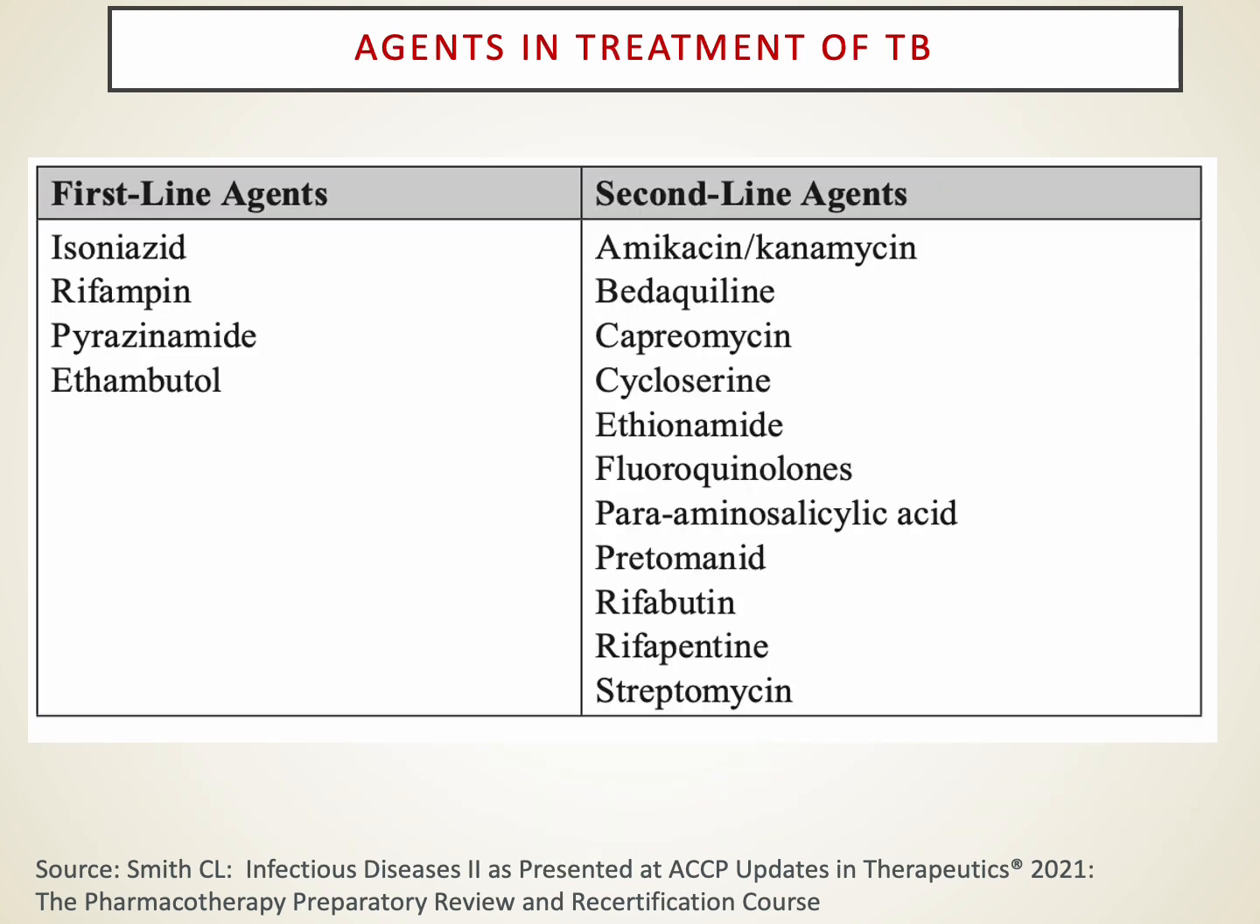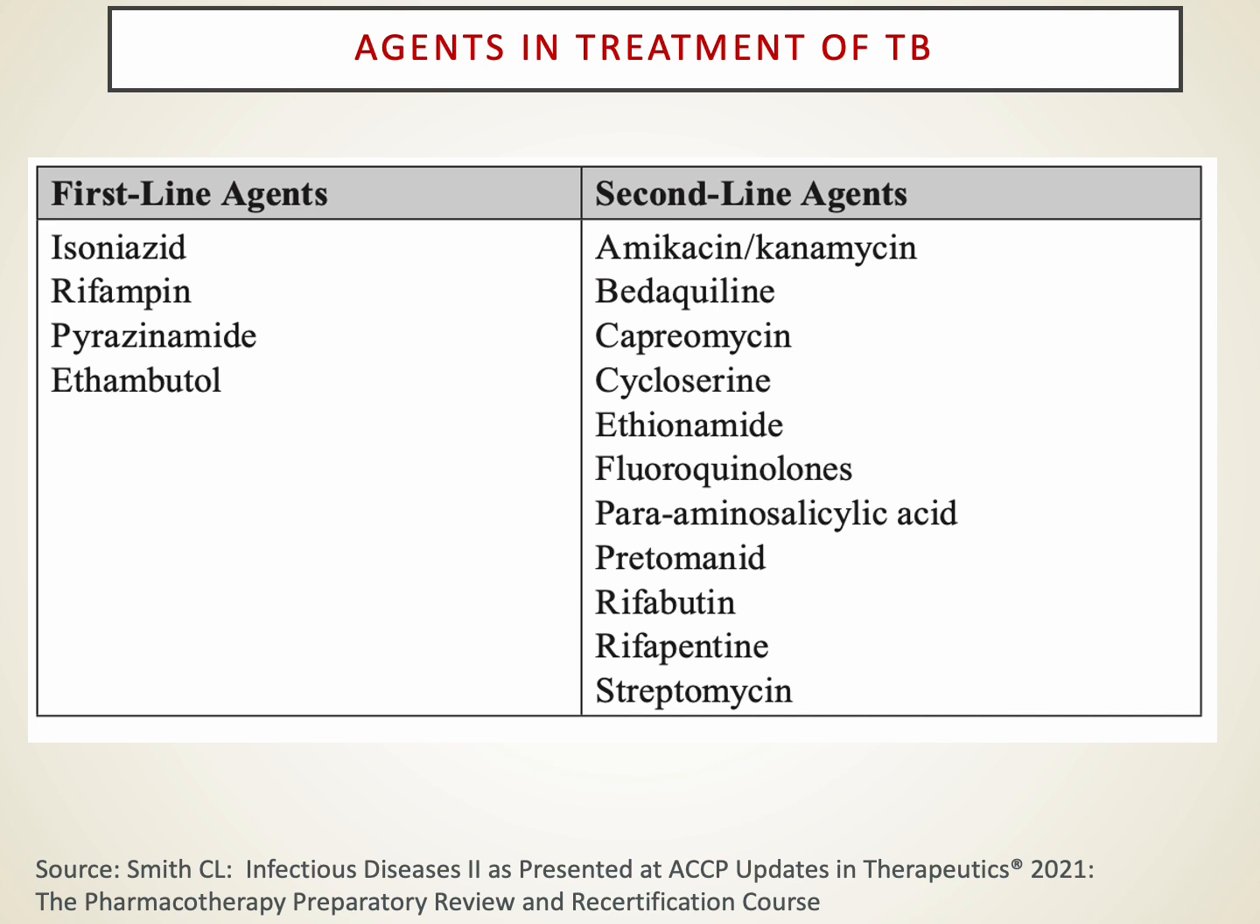This chart lists the different agents available for treating tuberculosis. We have first-line agents and second-line agents. The first-line agents include isoniazid, rifampin, pyrazinamide, and ethambutol. Each of these is pretty commonly used for most common types of TB. Particularly isoniazid and rifampin are the most commonly used agents for latent TB in a patient who doesn't otherwise have contraindications to their use. But pyrazinamide and ethambutol are often added on for active cases of TB when multi-drug therapy is really indicated.